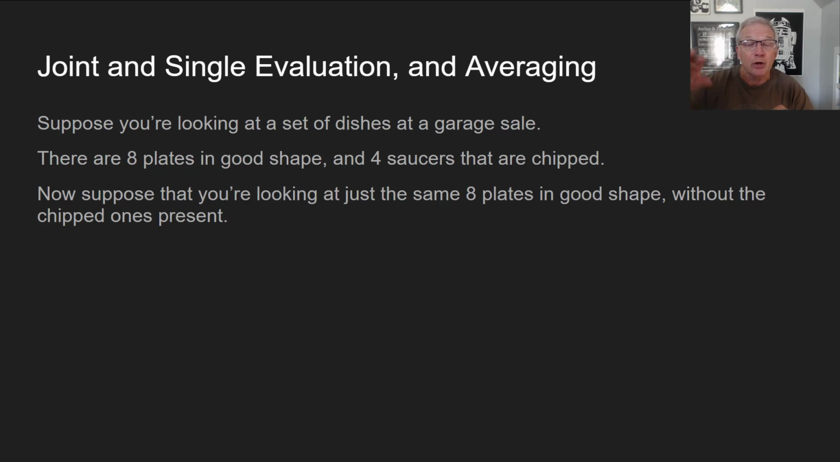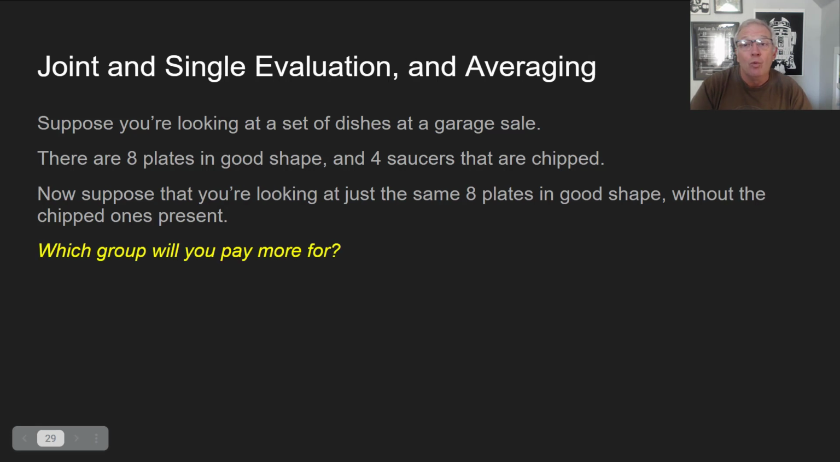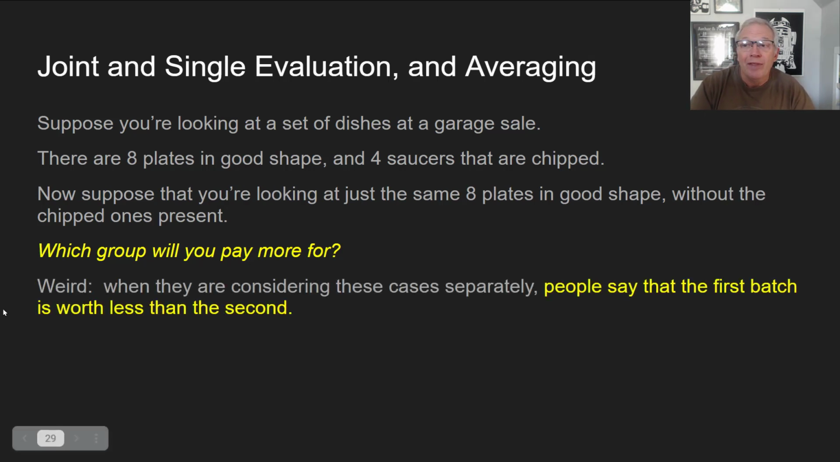Now you're currently doing joint evaluation. You're considering both. You're considering the class of 12 and you're considering the class of 8. So you can see, and you would notice, that this is wrong-headed and weird. Which group will you pay more for? Now, if you ask people to answer this question singly, they'll give a really peculiar reply. When they're considering these cases separately, people say that the first batch is worth less than the second. That is, the first batch, the 8 good plates plus 4 chipped plates, they will say that that's worth less than if you just showed them the 8 good plates, the very same 8 good plates alone.